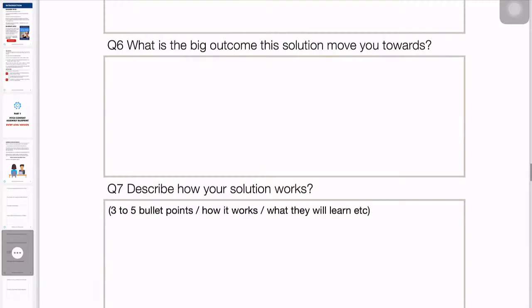You can say, listen, here's your problem, and you can stay there. But if you stay there, here's what it's going to cost you. And here's why you need to solve it, which was question 4. Question 6, what is the big outcome this solution moves you towards?